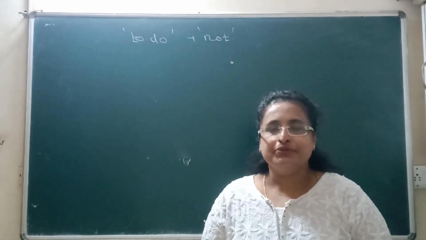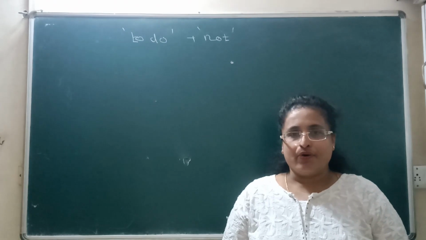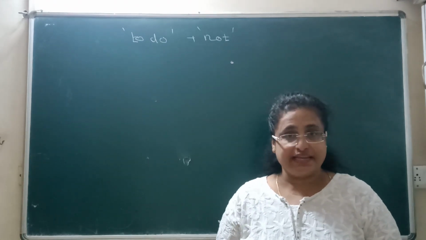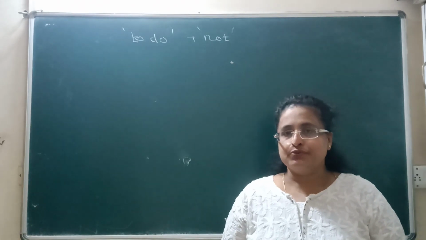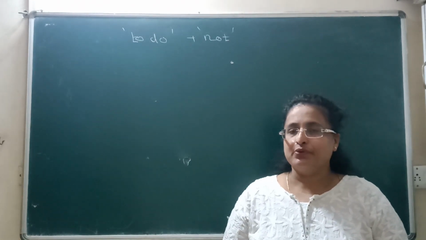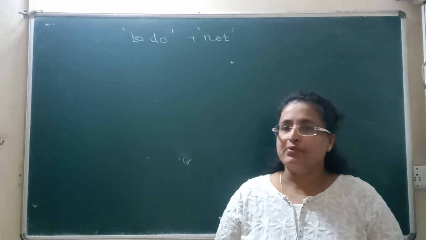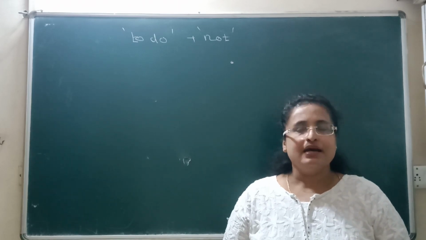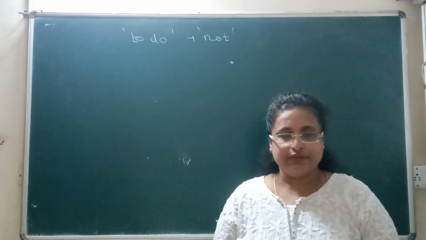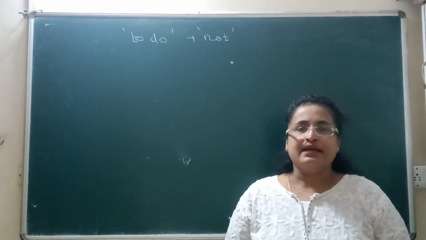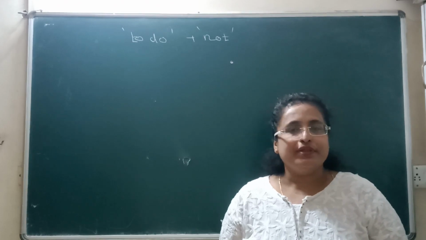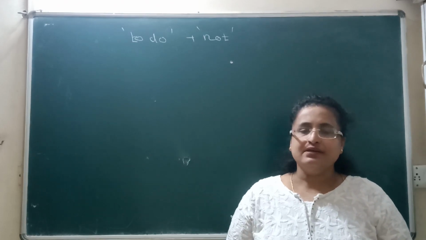Now see, what we are going to do here is the use of to do forms with not. That is, we are using a negation word with the to do form. If you know, we have done primary auxiliary verbs, in which we did the to do form. The present form is do and does, the past is did. So we are going to see how you can frame a sentence when we use do, does and did along with not.